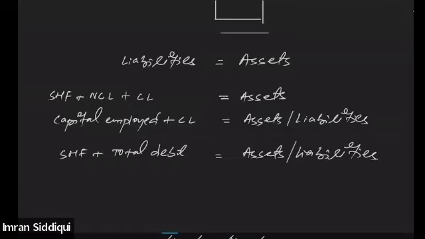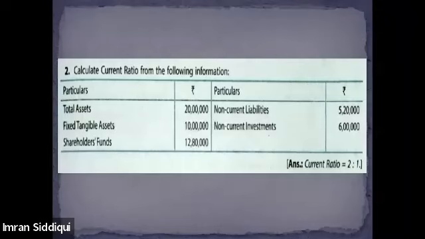Alright, so keeping these things in mind, we'll start the second question. I'm sure that you will be able to understand the second question now. So again, in this question, you need to find out the current ratio, wherein total assets, fixed tangible asset, shareholders fund, non-current liability, and non-current investment is given, and we need to figure out the current ratio.